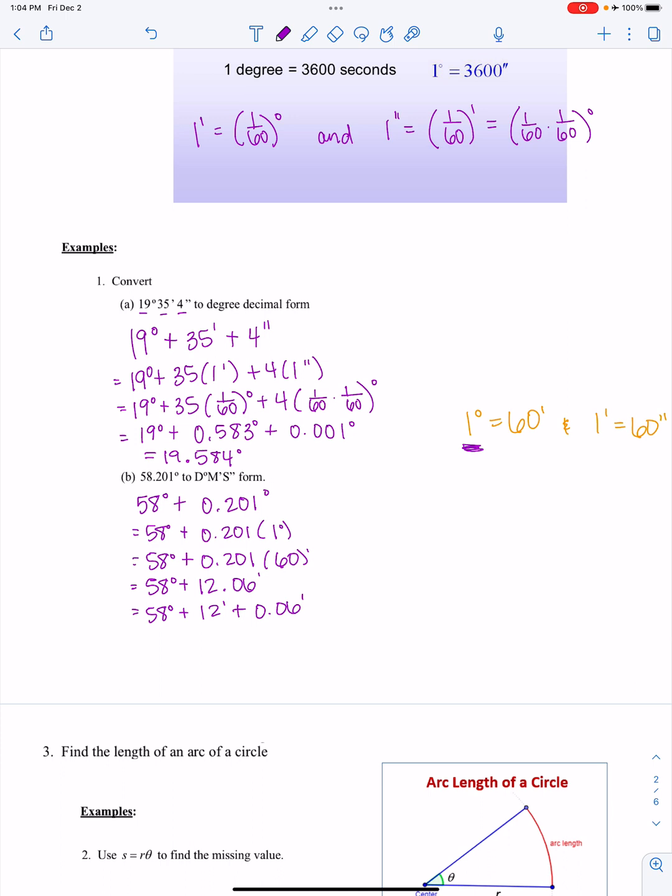0.06 of a minute. How many seconds is that? Well, I want to rewrite that. 58 degrees, 12 minutes, and then I'm going to have 0.06 times minute. Well, what is 1 minute? 1 minute is 60 seconds. 58 degrees, 12 minutes, 0.06, and I have 60 seconds. We multiply that out, and we'll find out how many seconds.